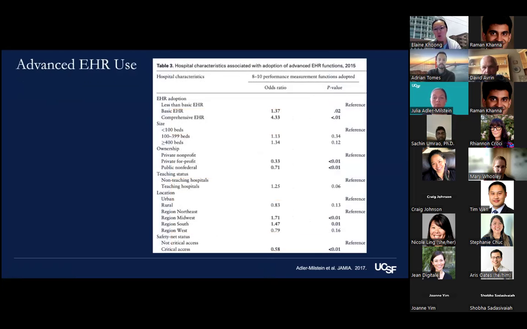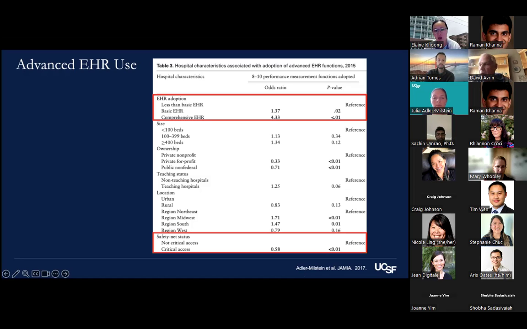what they looked at is whether the hospital system had adopted a variety of performance measure functions. Here they were looking at the odds of adopting some 8 to 10 different performance measure functions. The first thing you can see is that having a comprehensive EHR was associated with higher odds of having performance measurement, which is one of the exciting things folks were really invested in initially when EHRs came around. And again, for safety net status, being a critical access hospital, you had lower odds of having these performance measurement functions adopted.